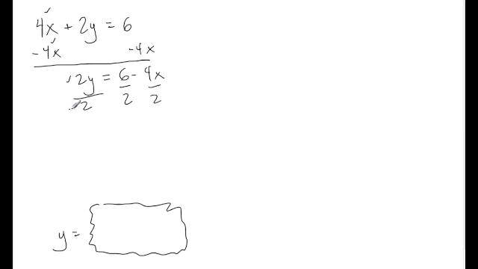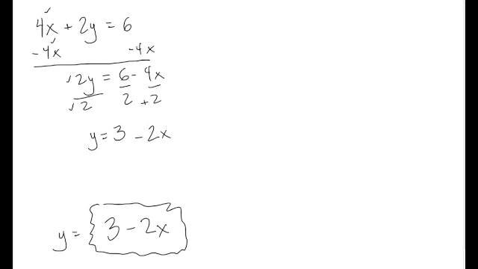Let's see, 6 divided by 2 is 3. I know that. 4 divided by 2 is 2. Remember, I've got that x, and then I've got a negative, and this is a positive. Negative over a positive is a negative. So I have y equals 3 minus 2x.